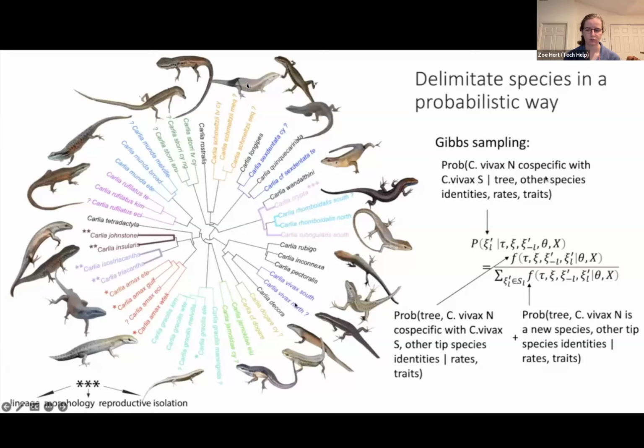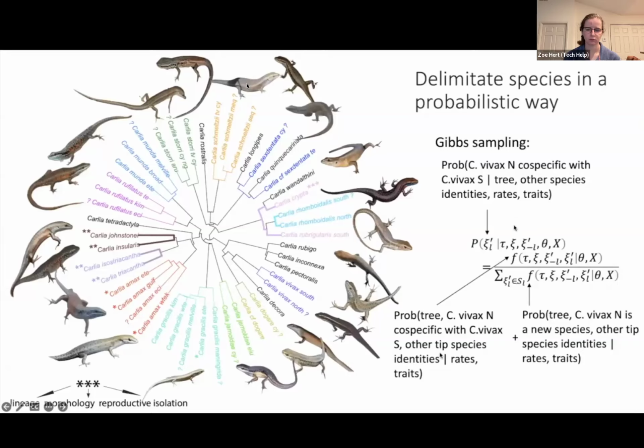Conditional on the tree and the species identity of other lineages and the speciation completion rate, and also any traits that help us to estimate the rate of evolving to different criteria, this probability is simply the ratio between the likelihood calculated from our PROSI with the north lineage co-specific with the south lineage, and this likelihood marginalized over all possible species identities of the north lineage.